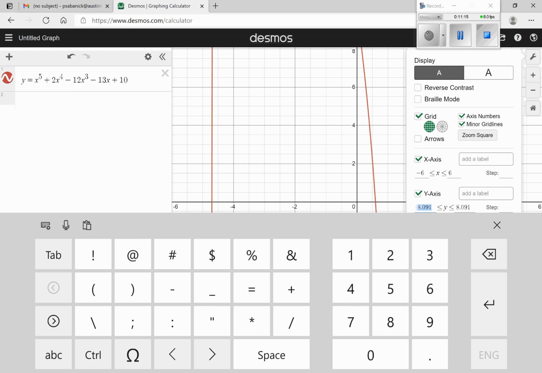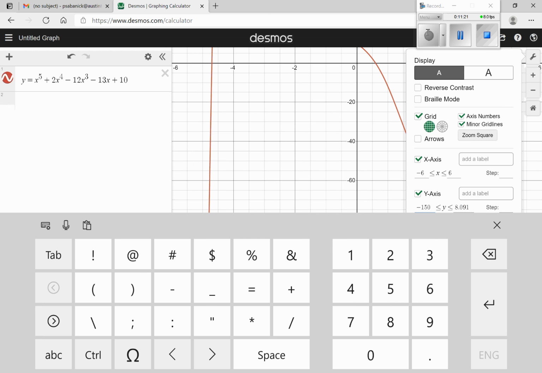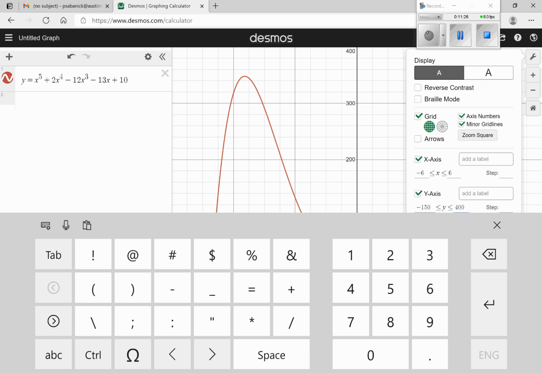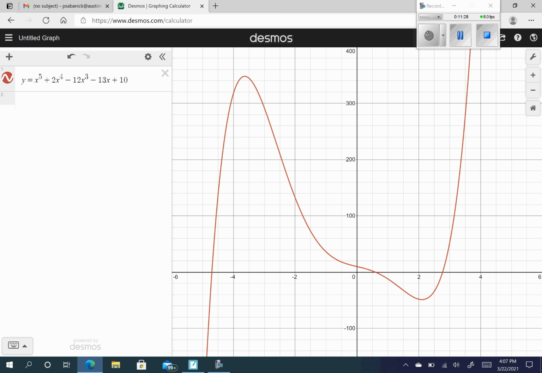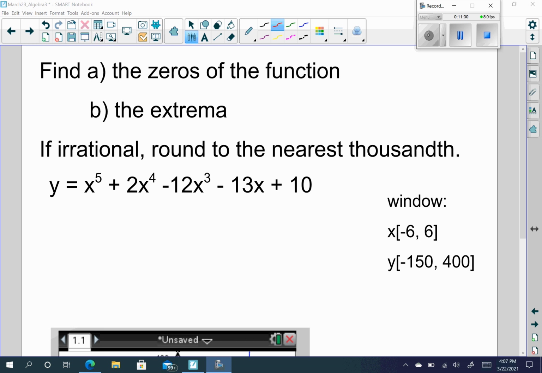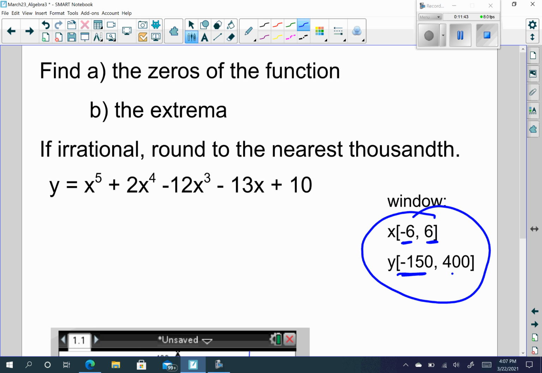For the y value, the lowest value here, switch that out. Let's make that a -150. Let's do the y max at 400. And everyone should have this image. So this is what I was looking at when I typed that in. When I give you this, this is your x min, this is your x max. Again, this is just interval notation that I'm giving you. This is your y min, so all the y's are going from -150 to 400.